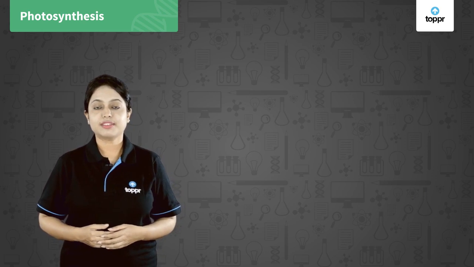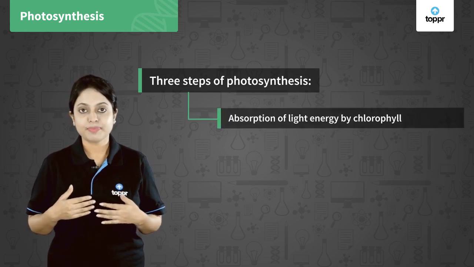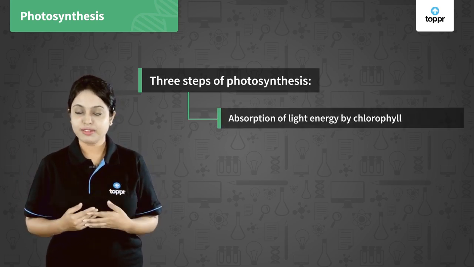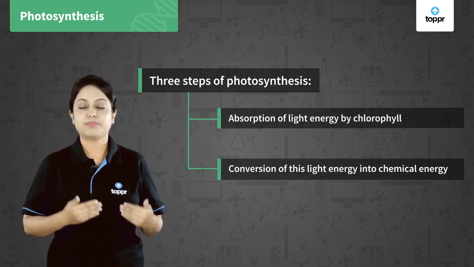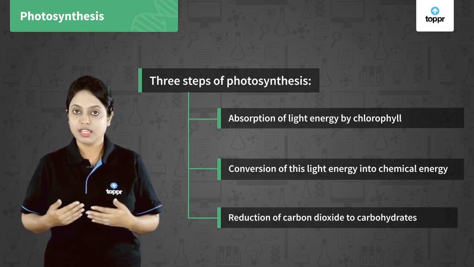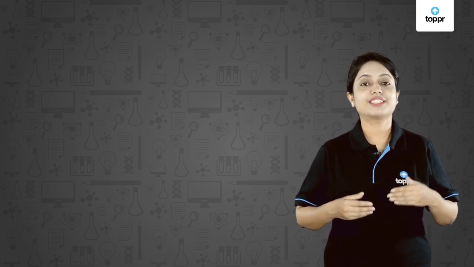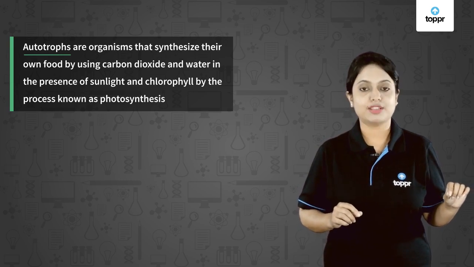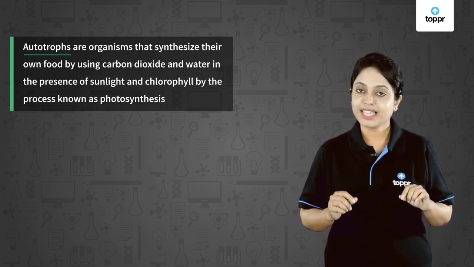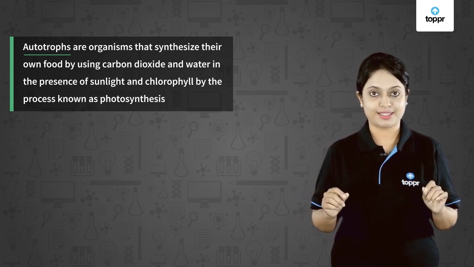In short, we can divide the whole process of photosynthesis into three main steps. First, absorption of light energy by chlorophyll. Second, conversion of this light energy into chemical energy and splitting of water molecules. Third, reduction of carbon dioxide into carbohydrates. So now we can modify our definition of autotrophs. We can define autotrophs as the organisms that synthesize their own food by using carbon dioxide and water in the presence of sunlight and chlorophyll by the process called photosynthesis.